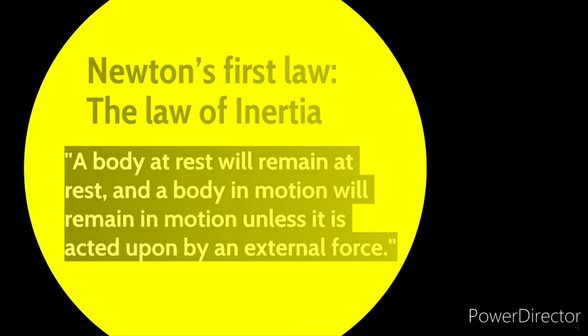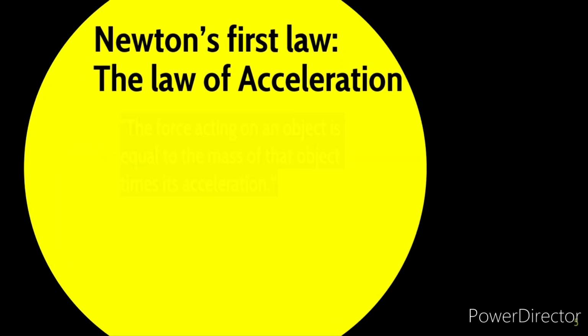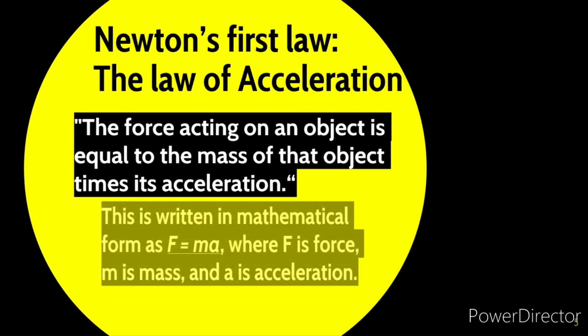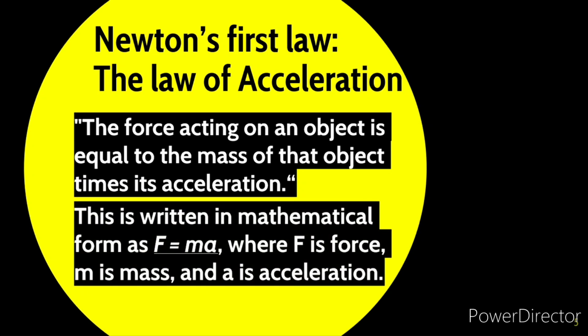Second law of motion. That law is what we call the law of acceleration. The force acting on an object is equal to the mass of the object times its acceleration. This is written in mathematical form as F = ma, where F is the force, m is mass, and a is acceleration.